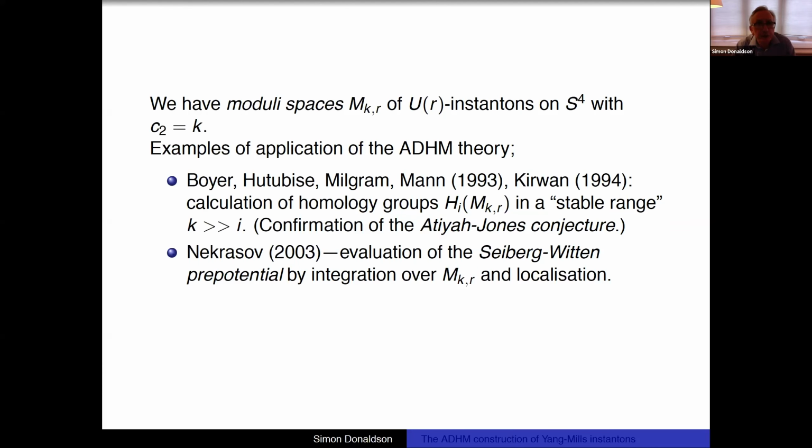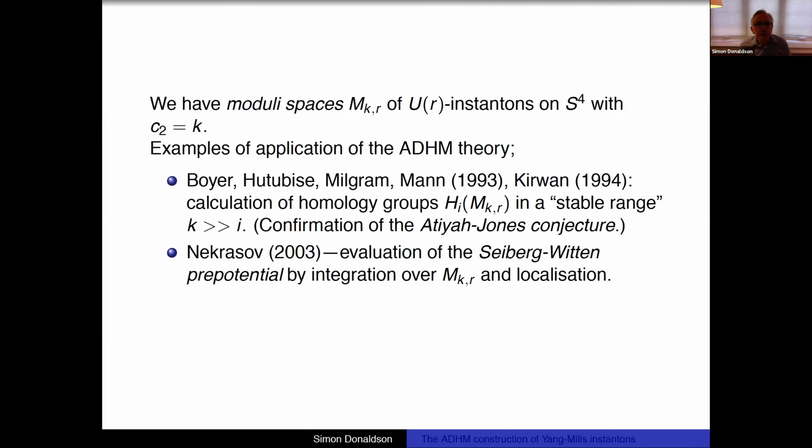Coming then towards the end of the talk, what we have are these U(R) instantons on S^4 for each Chern class K, which is a positive number. So we have a family of these moduli spaces, M_{K,R}, which grow in dimension. The dimension is something like 4KR, something like that.